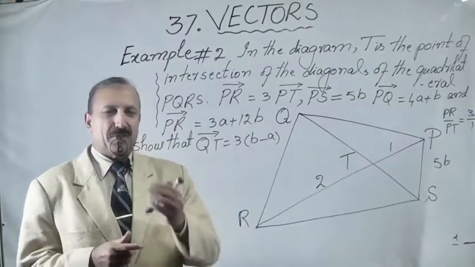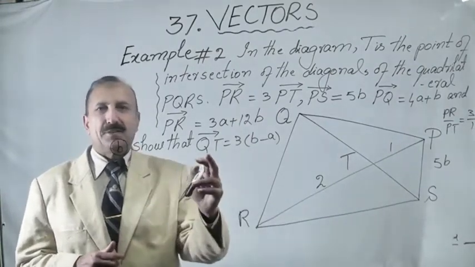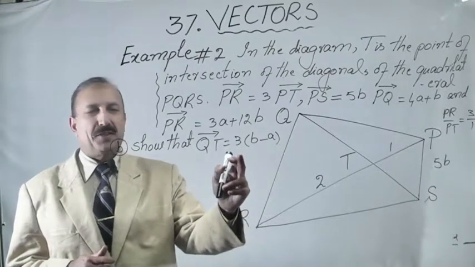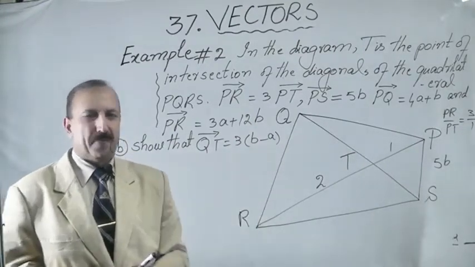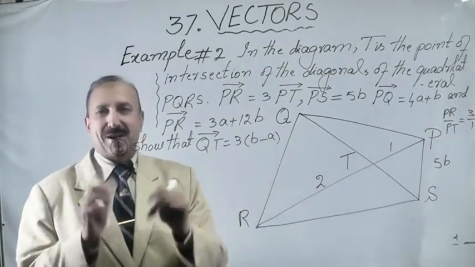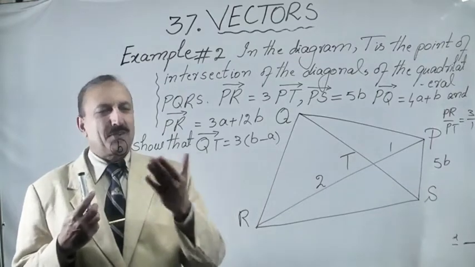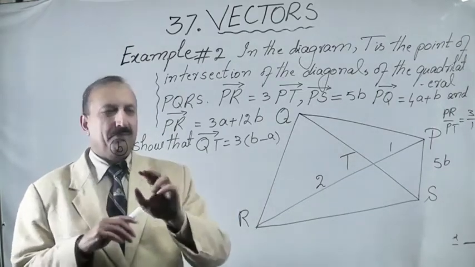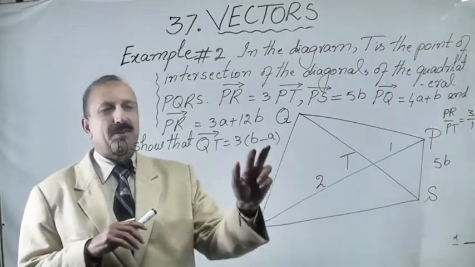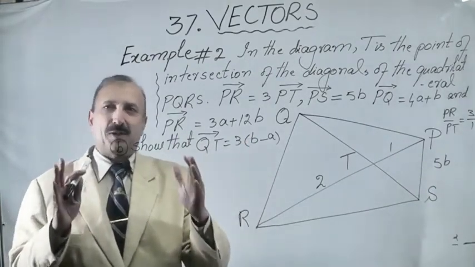Alright, my dear student, let's have part B in this question. Show that QT is equal to 3 into B minus A. Actually, we are supposed to find QT in the same way as we are finding vectors, but this is a different way of asking you the question. You have to show QT, which means we will find QT itself. It means the answer is already given to us.